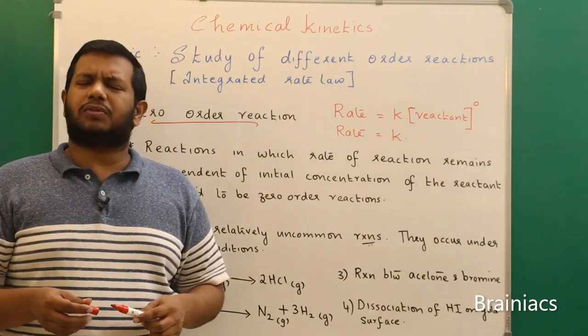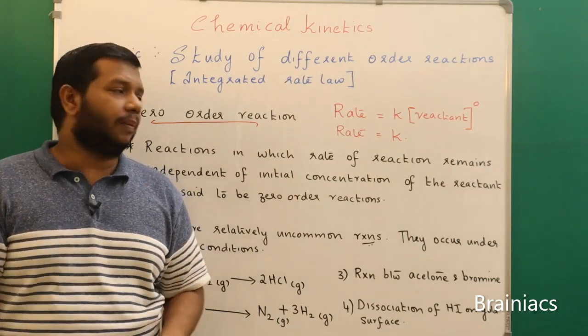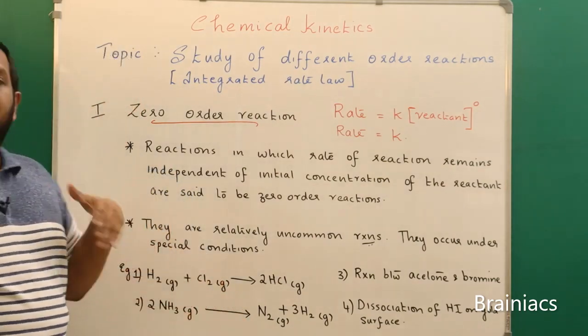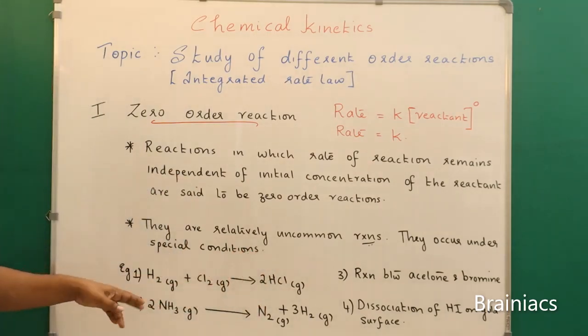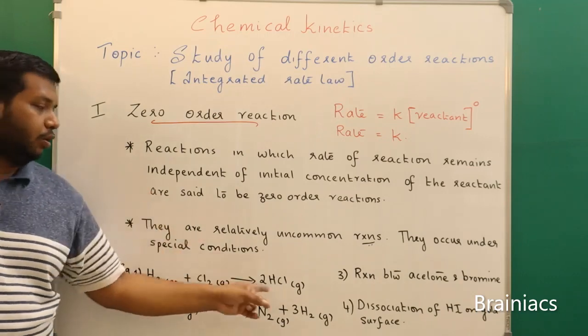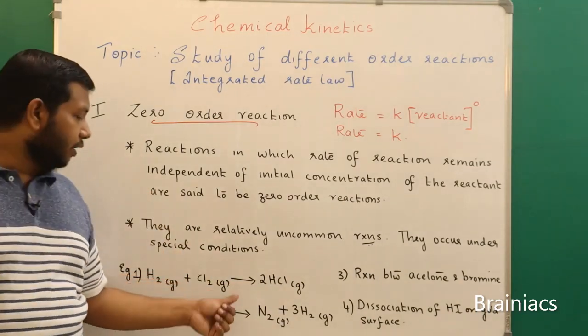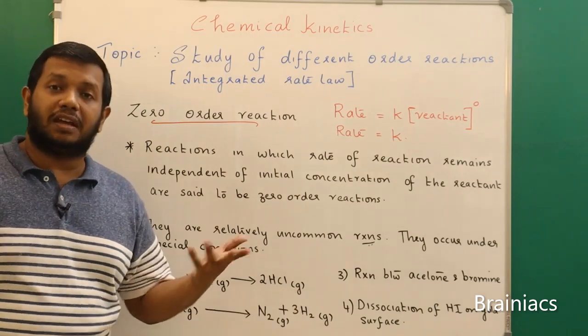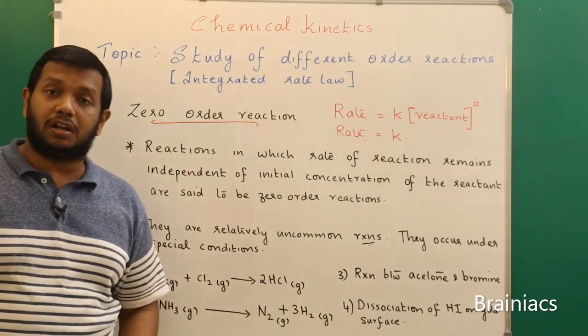That means most of the reactions might not be zero order, only very few reactions are zero order. They usually occur under special conditions, and we can see some examples. For example, the reaction between hydrogen and chlorine to give hydrochloric acid. Here hydrogen is in gaseous state, chlorine is in gaseous state, and the HCl you are obtaining is in gaseous state. Another example is ammonia decomposition.